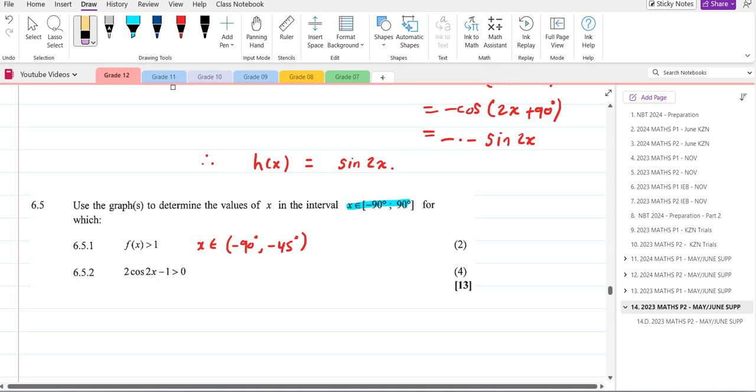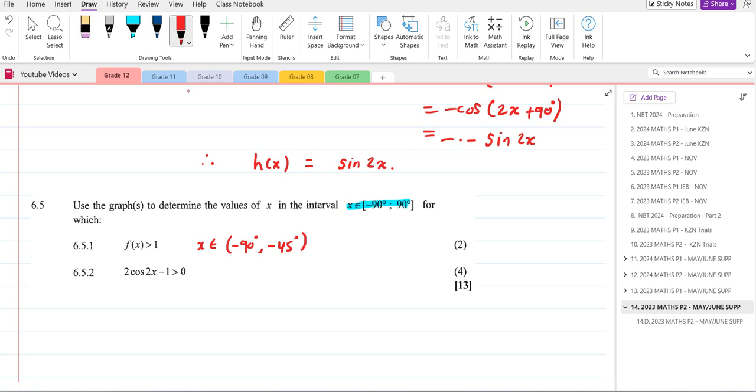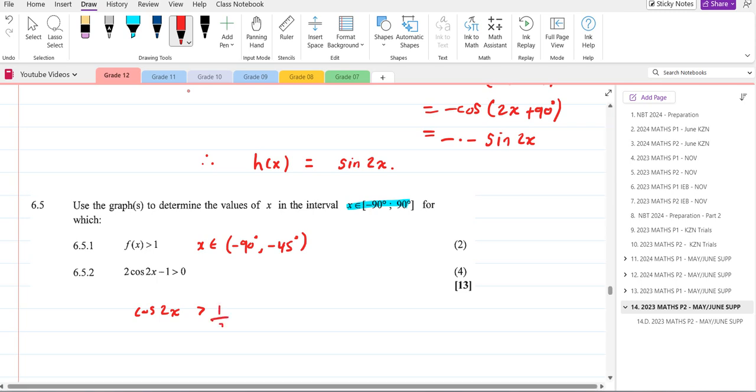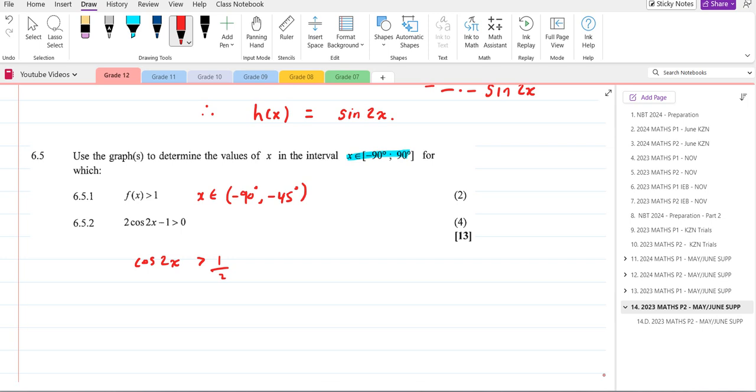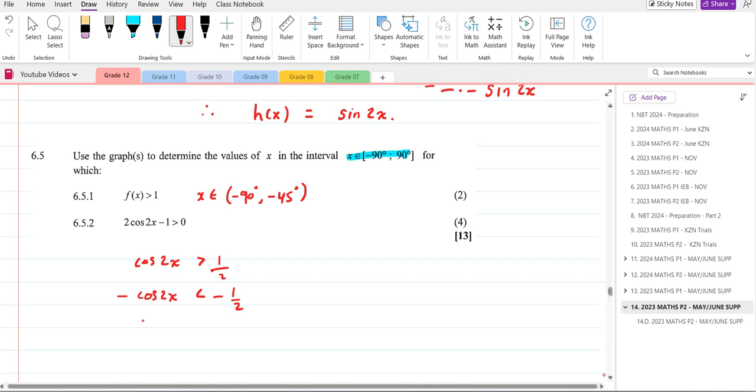Right, 2 cos 2x minus 1. So we can say cos 2x is greater than, take the 1 over and divide it by 2. Then what we need to do is make it look like g of x. So we're going to multiply both sides by negative. So negative cos 2x is less than negative half. Then we can see that this is g of x, less than negative half.